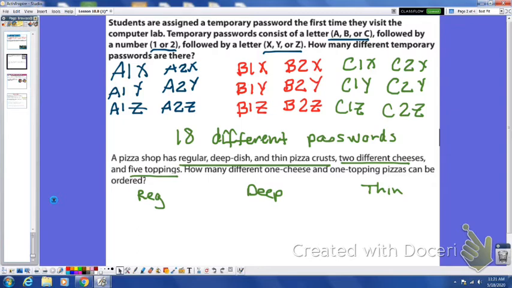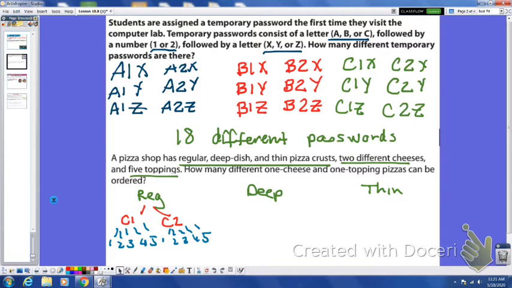Now, going with the regulars first. If you order a regular pizza, you have a choice of 2 different cheeses, so C1 and C2. Then once you pick your cheese, you then have a choice of 5 toppings. Now, it doesn't tell you what those toppings are, so we're just going to number them. So we have 1, 2, 3, 4, 5 for cheese 1. Then we have 1, 2, 3, 4, and 5 for cheese 2.